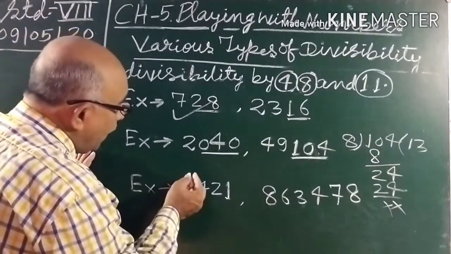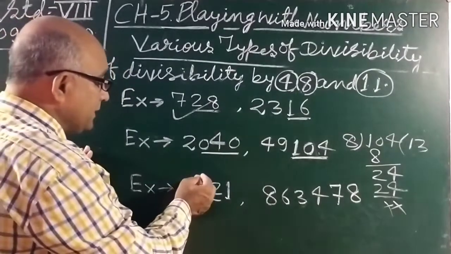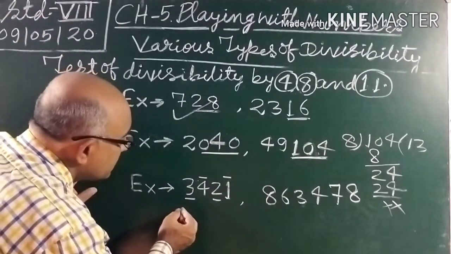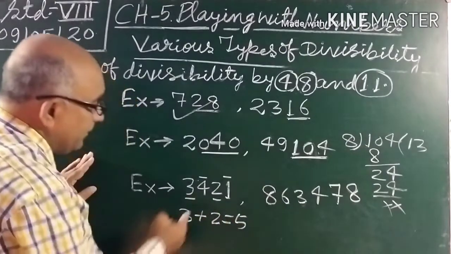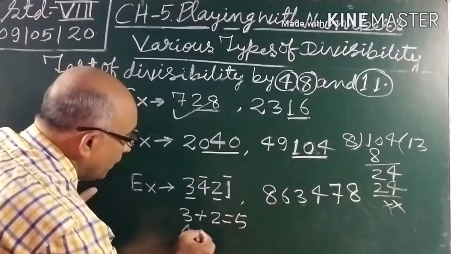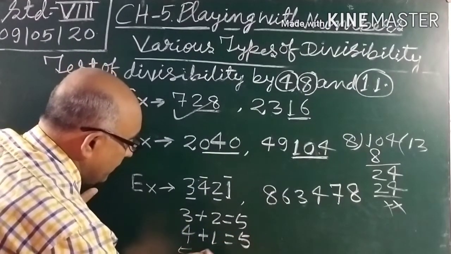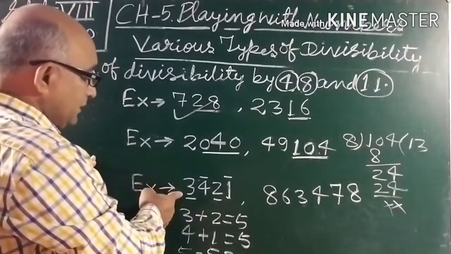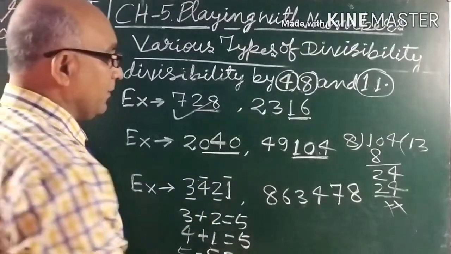3421. Odd place digits are 3 and 2. Even place digits are 4 and 1. Sum of odd digits, 3 plus 2, is 5. And sum of the even place digits, 4 plus 1, is 5. And 5 minus 5 equals 0. So 3421 is divisible by 11.